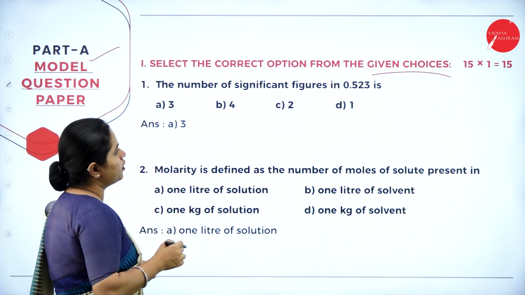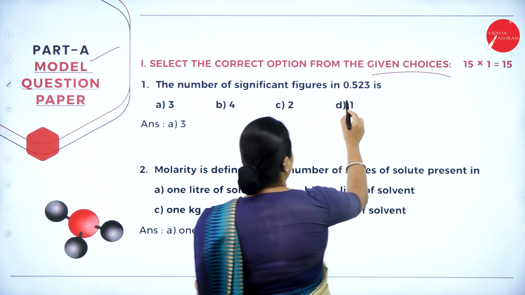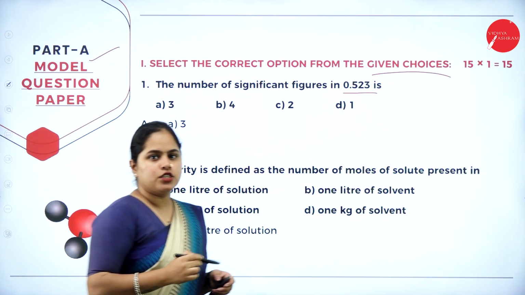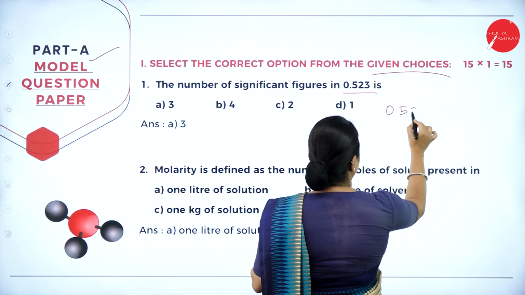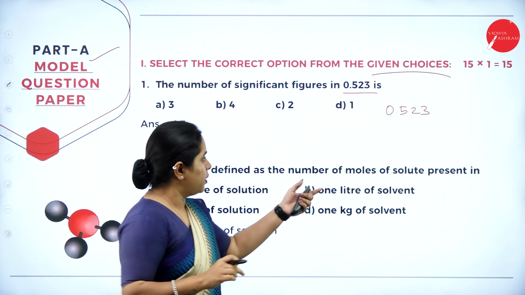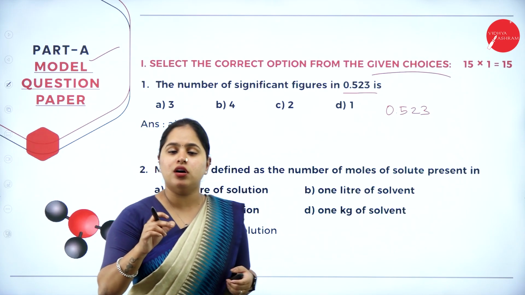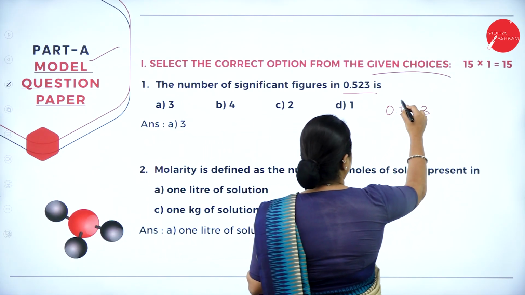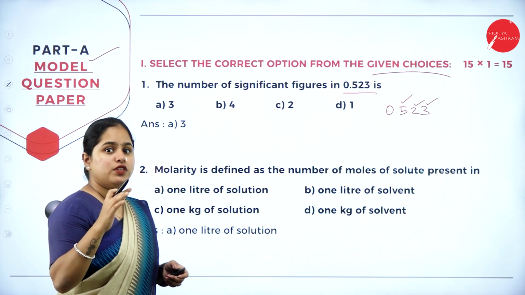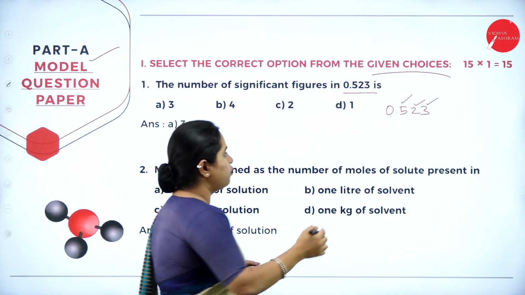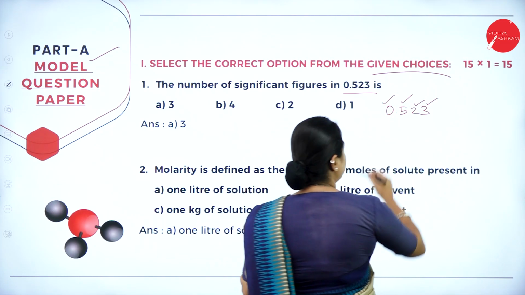The number of significant figures in 0.523. In this particular value given, the first non-zero digit is 5, right? So 5, 2, 3. All these are non-zero digits which are significant, right? So of course these 3 are significant. What about this 0?